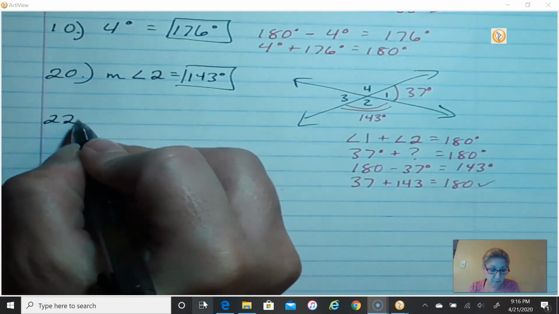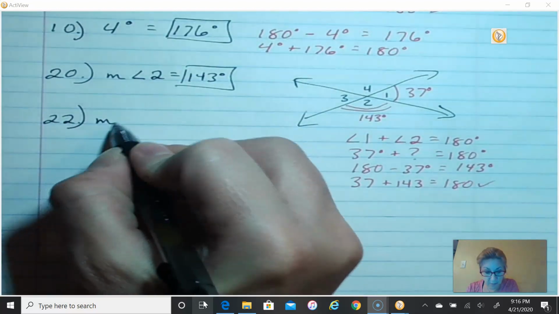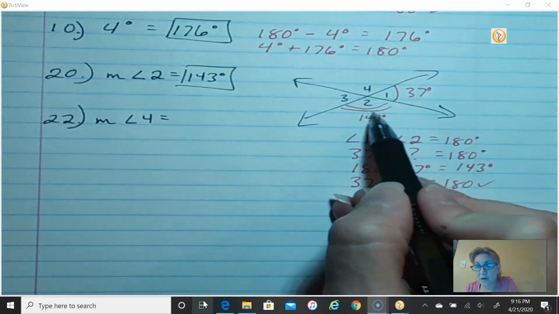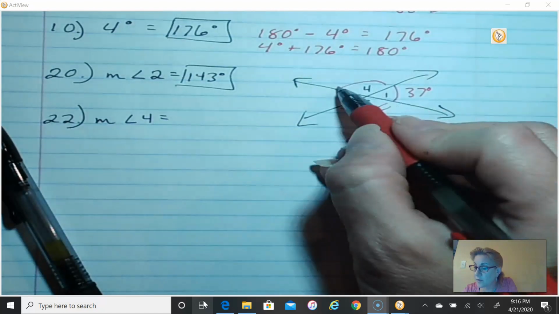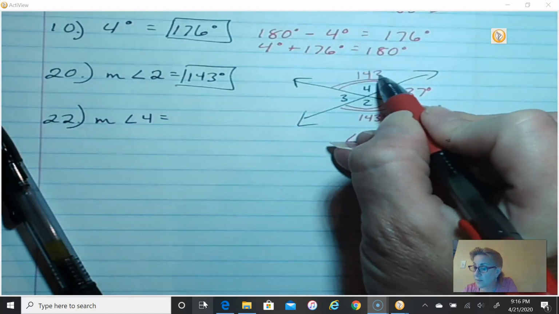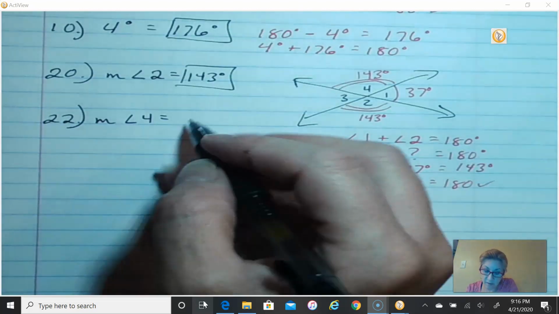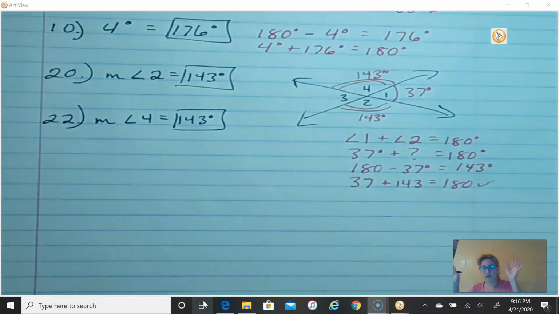All right, 22. Using the same figure, they want to know what the measurement for angle 4 is. Well, if 2 is 143, 4 is directly across from it, so it's going to be the same. So then angle 4 is also 143 degrees. You don't have to do any subtracting or anything. Okay? All right.